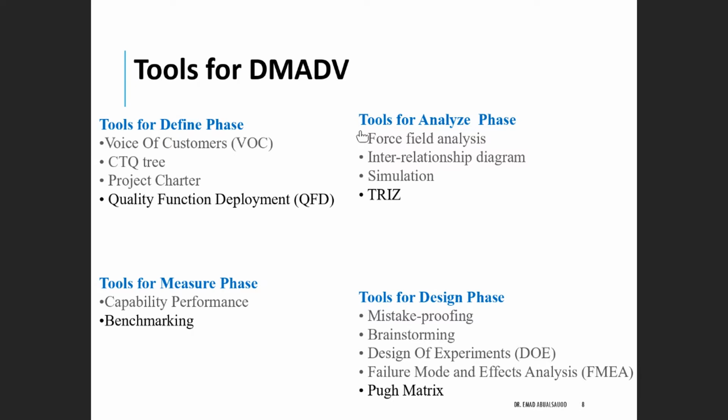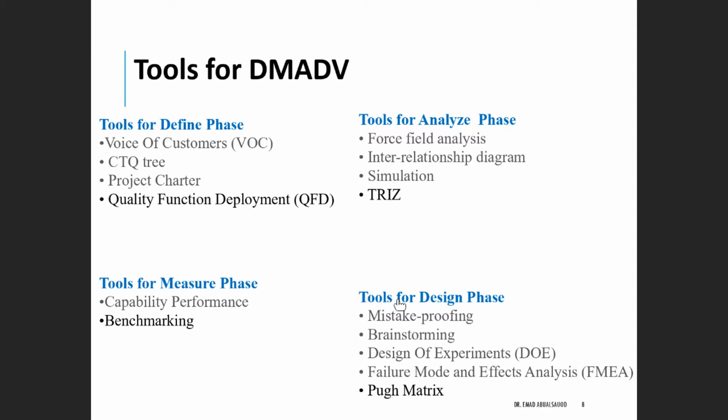Tools for analyze: we have done force field analysis, interrelationship diagram, and simulation. The simulation is covered in a whole different course, but those can already be implemented in design for Six Sigma under the analyze phase. We will introduce a new tool, TRIZ. It's a methodology itself, not just a tool. It's a whole method. Some people even compare TRIZ with the Six Sigma methodology. So we will introduce this one when we come to the analyze phase.